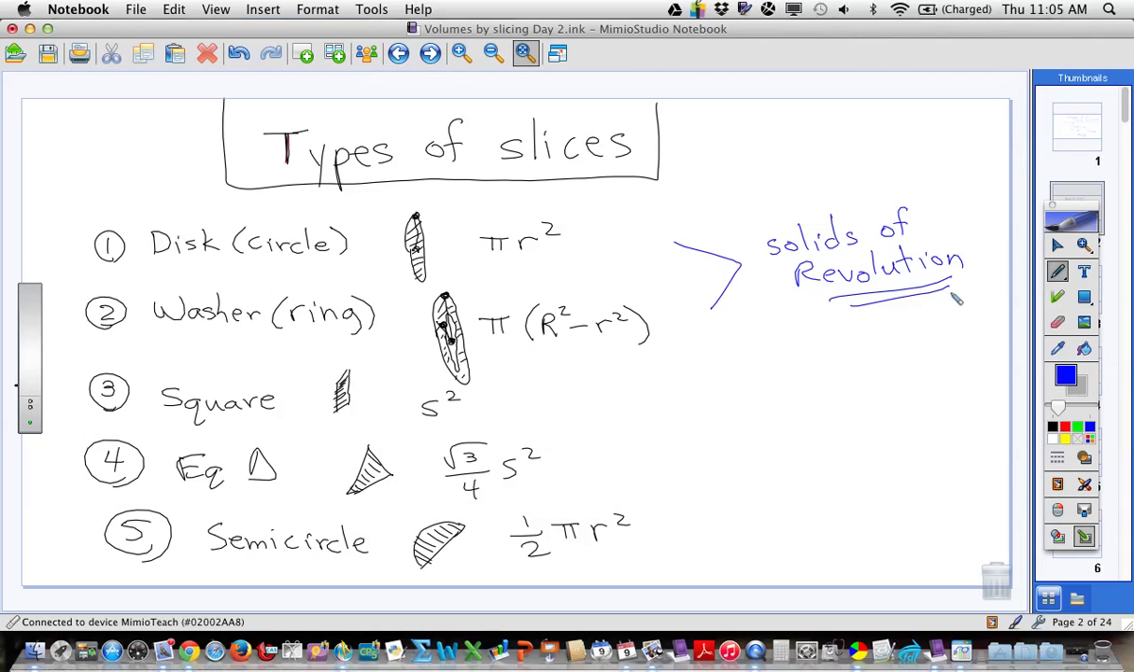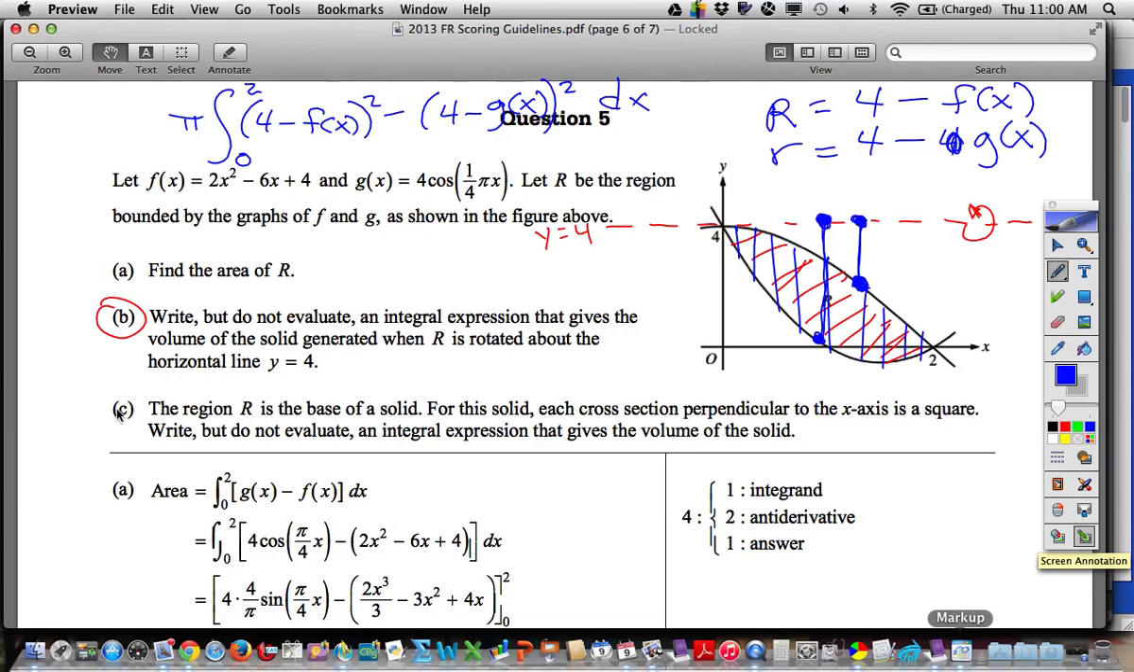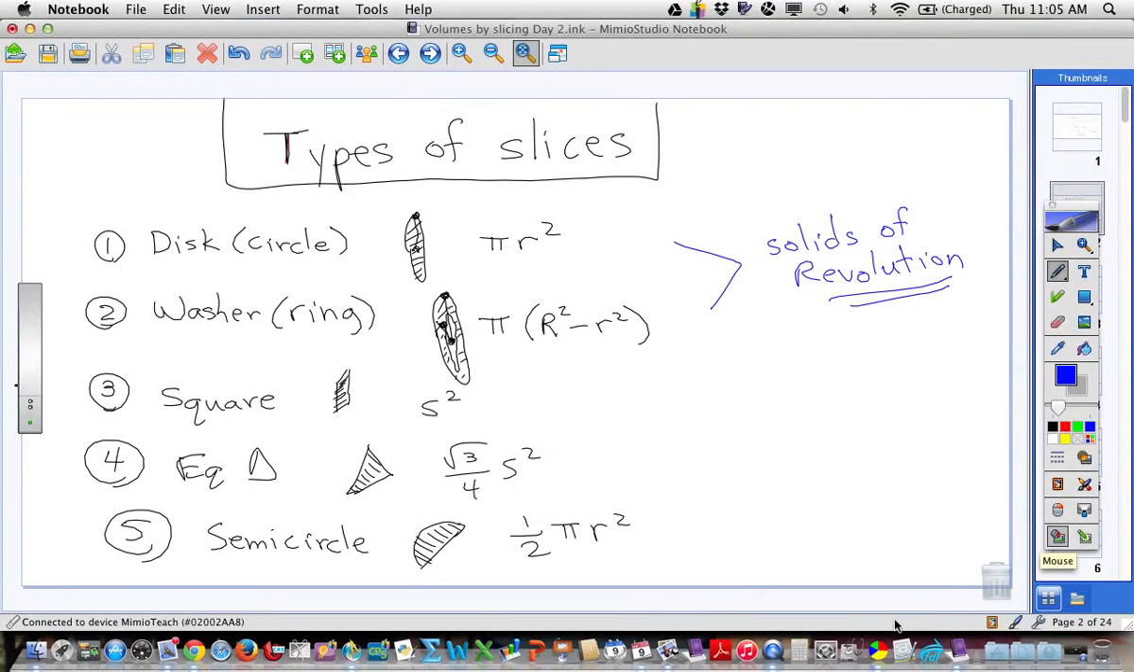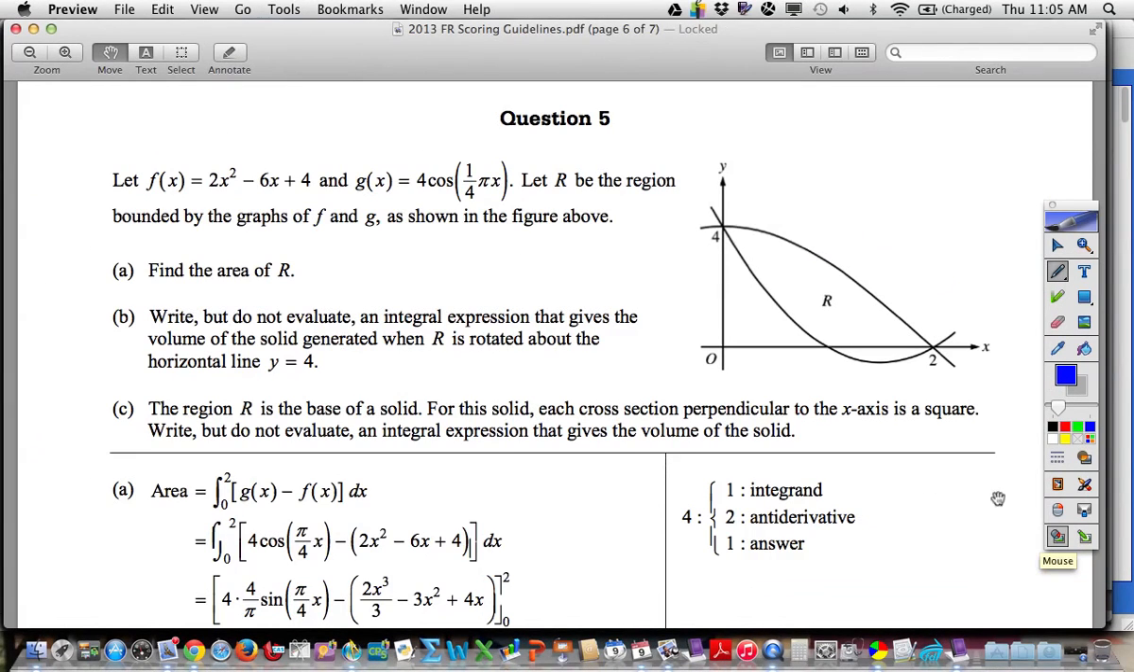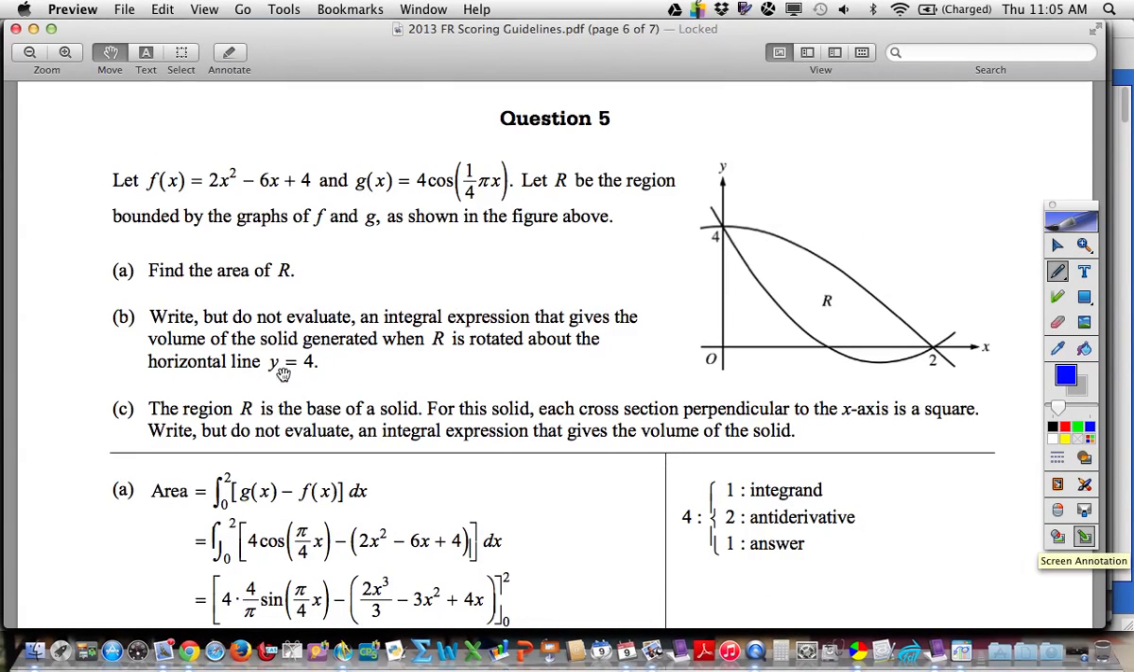The other ones are going to come in when it talks about the base of a solid. Matter of fact, let's just do part C, which goes right into that. All right, so part C says the region R is the base of a solid. Right there, that clues you in that this is not one of those revolving ones. This is the base of our solid right here. Let's do that in blue.